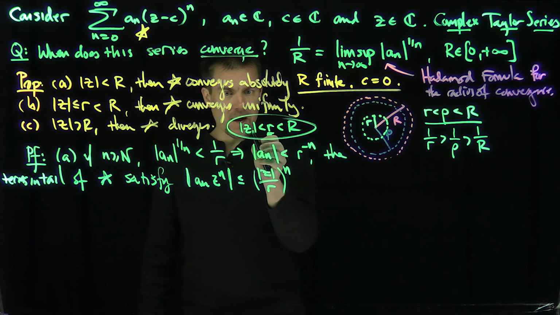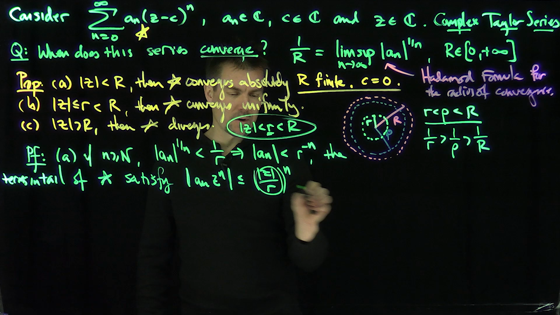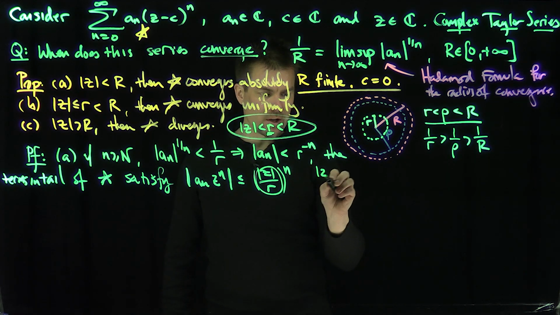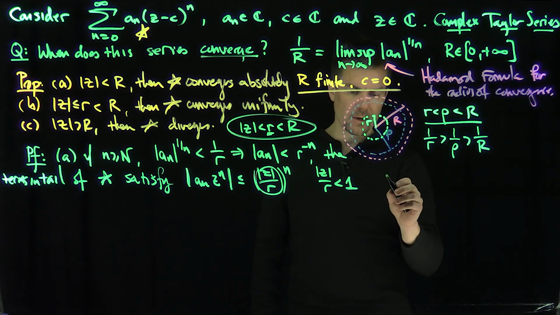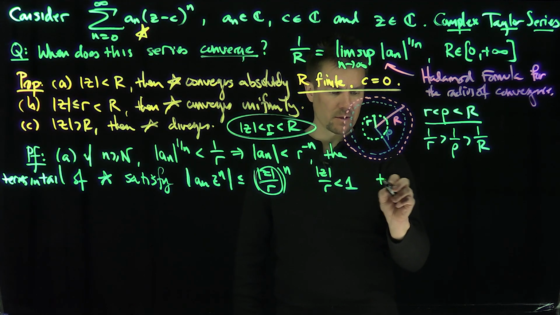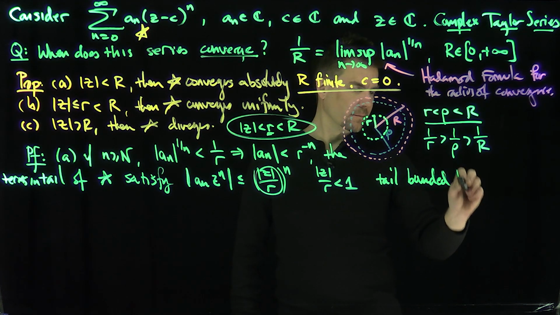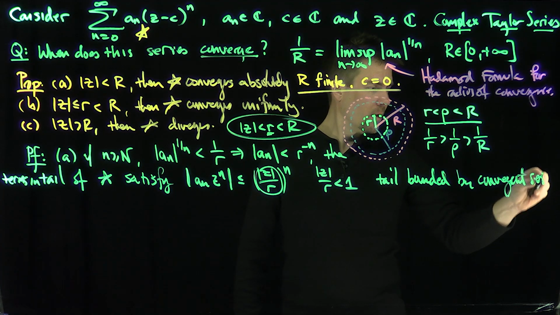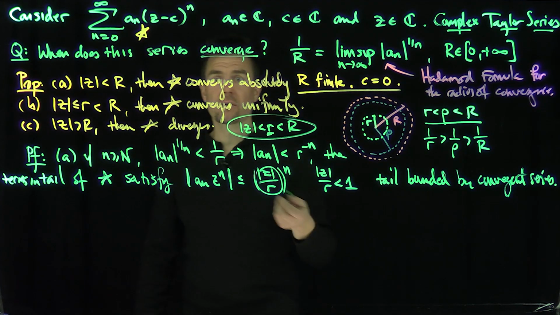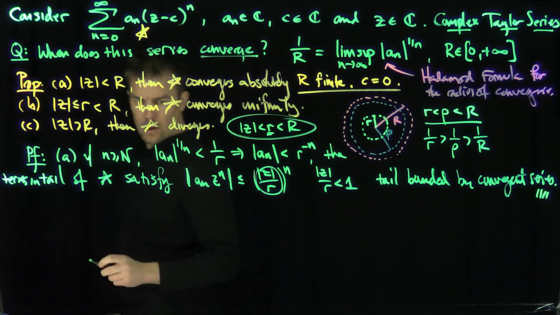And so now, of course, if modulus of z is less than r, then modulus of z over r is less than 1, right? And we've bounded our terms by a convergent series. So the tail is bounded by a convergent series. If you're bounded by a convergent series, then you converge by comparison, right? So that proves part A. That's proof A. What about B?